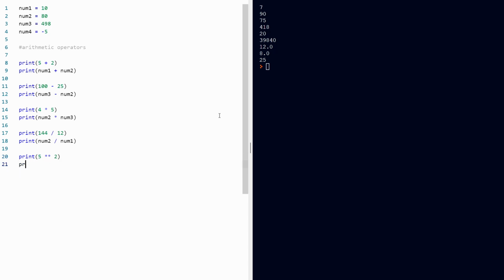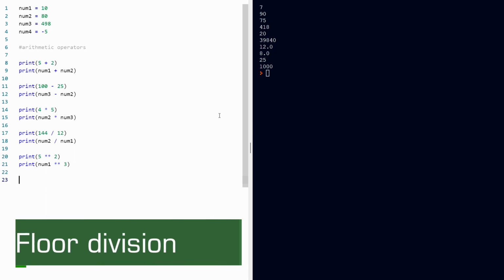Let's go ahead and use an example from the variables up the top. So let's just say num1 to the power of 3. So that's 10 times 10 times 10, which will give us 1,000. And now on to one that you perhaps won't have come across, which is called floor division.